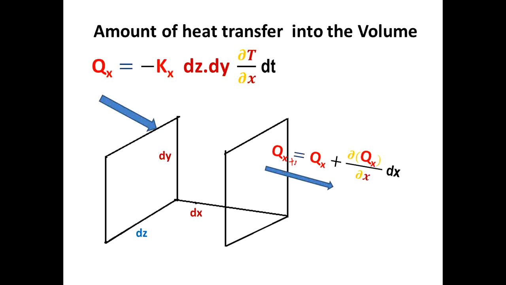Amount of heat energy accumulated in the volume. In this volume, how much heat energy is accumulated, that is given. Amount of heat energy transferred into the volume, and leaving the volume. This is supposed to be Qx plus delta x. This is the amount of heat energy change for the distance dx in the x direction only. That is the meaning. This is for the time dt. Note this down properly.